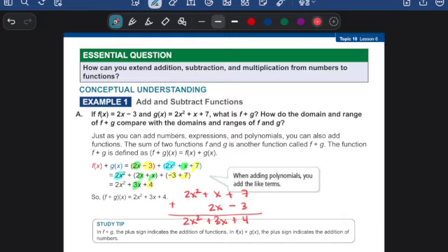So either method works. If it helps you to stack them on top of each other and line up the terms, that might be beneficial. Okay, just make sure you're watching the signs.